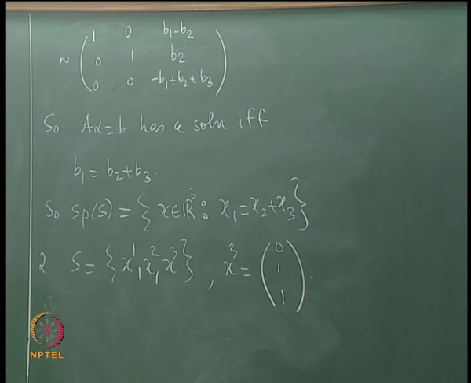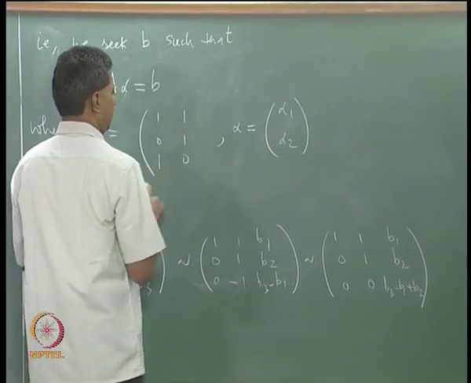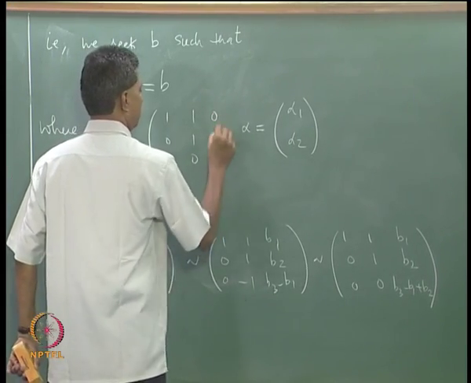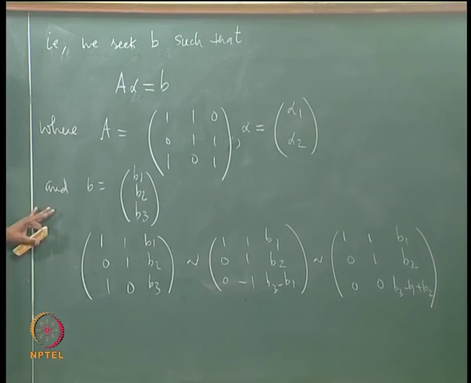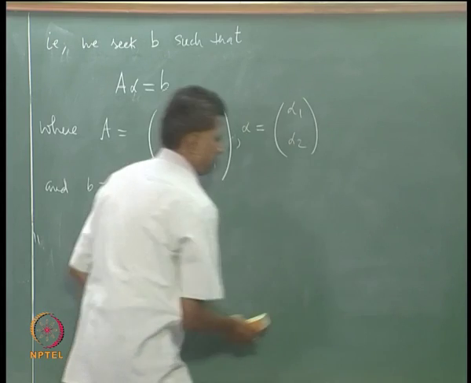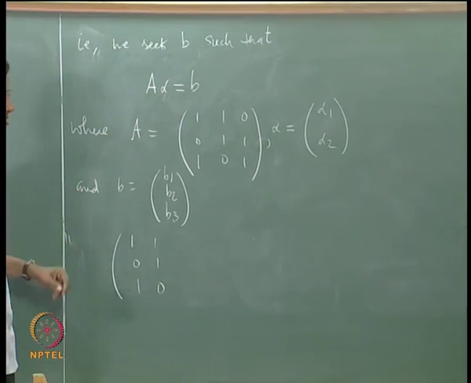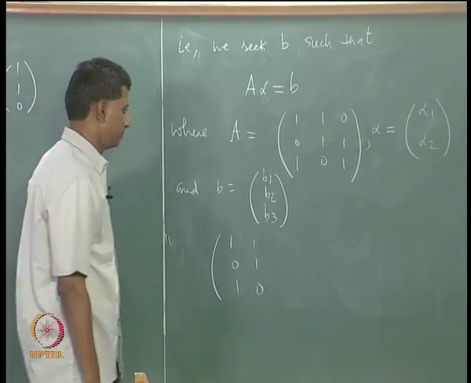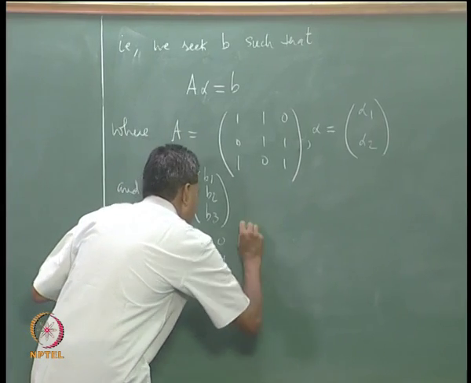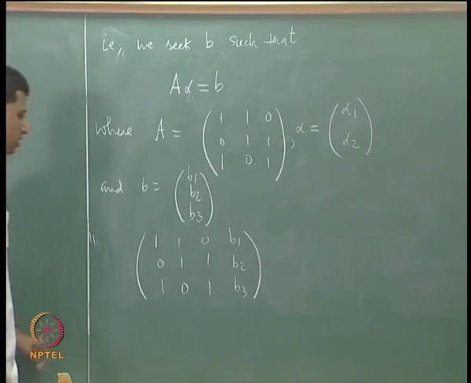Now again, we will have to look at something like this. Okay, we seek B such that A alpha equals B. This time A is a 3 by 3 matrix, alpha is alpha 1, alpha 2, alpha 3, B is B1, B2, B3. Okay, so I will have to do the elementary row operations. As before, to determine the span S completely, we need to solve the system A alpha equals B. This time A is the matrix whose columns are the 3 vectors that we started with. So we need to append B1, B2, B3. Okay, let's do this quickly.